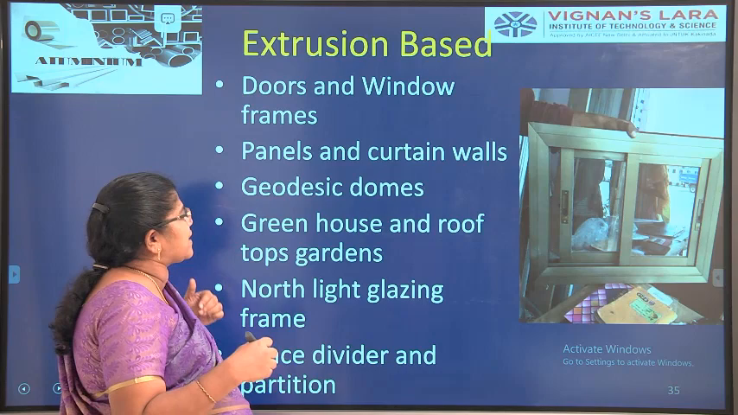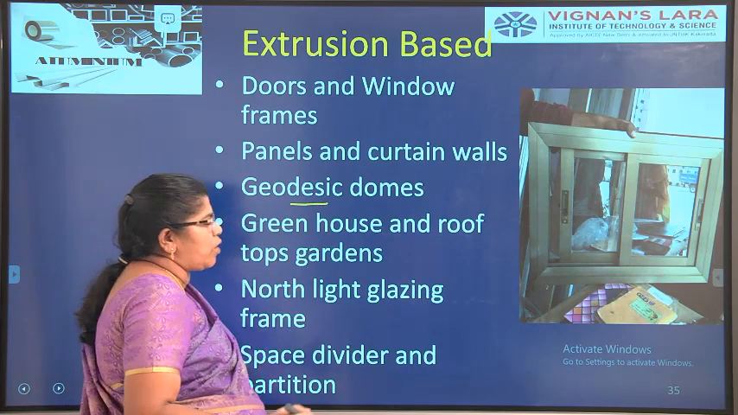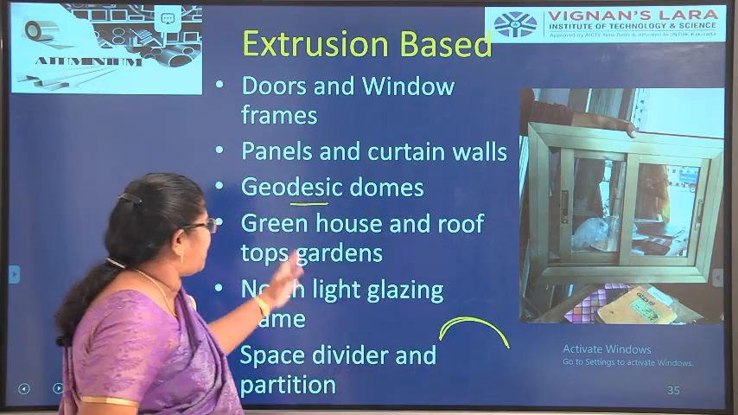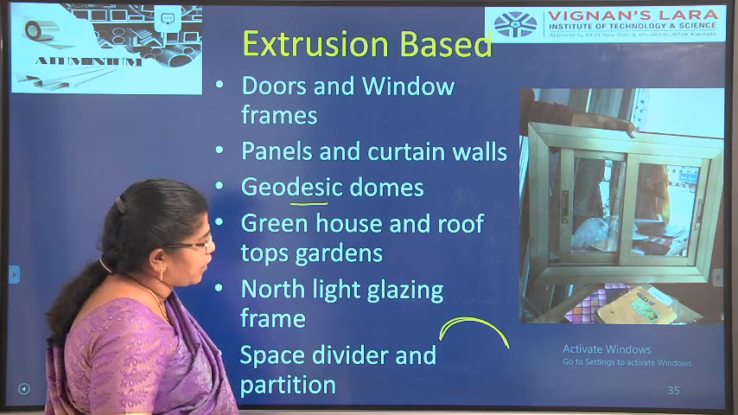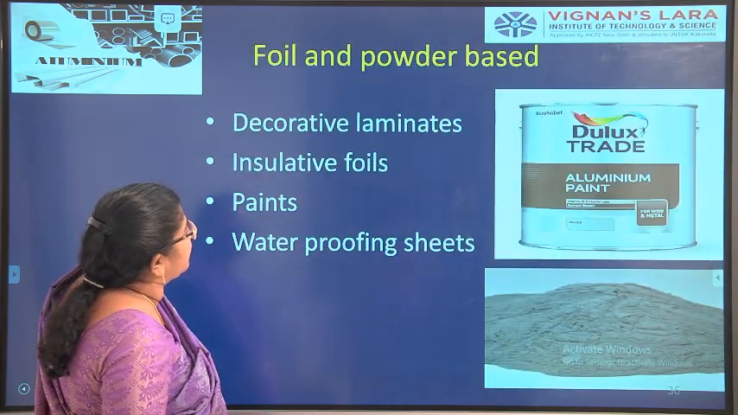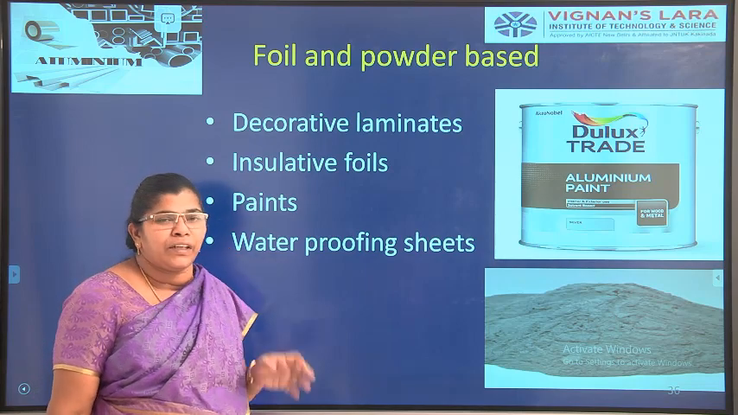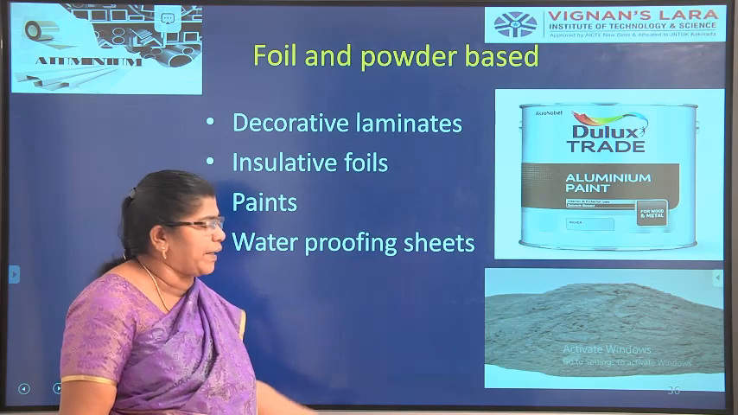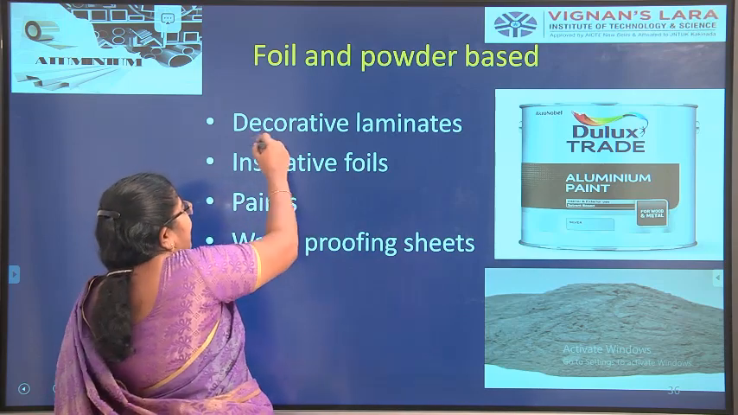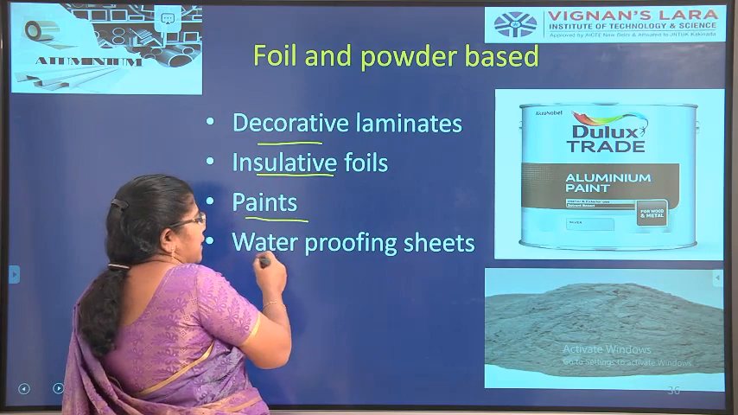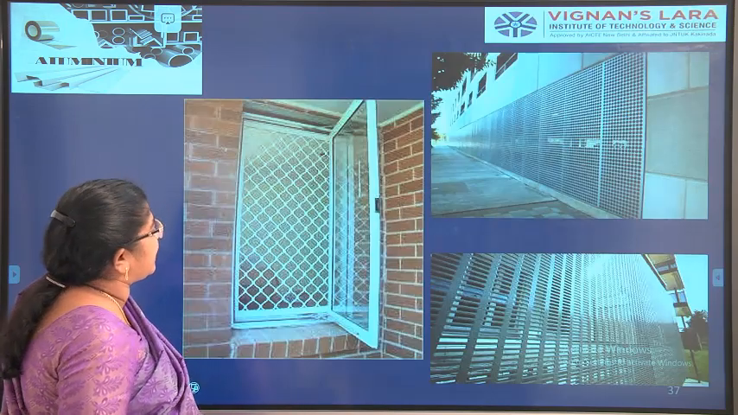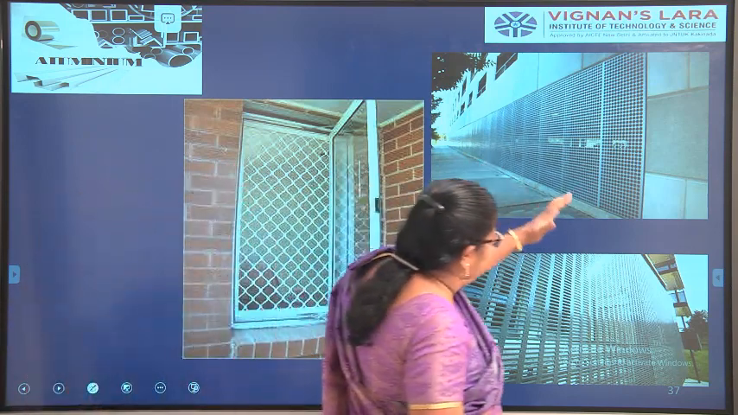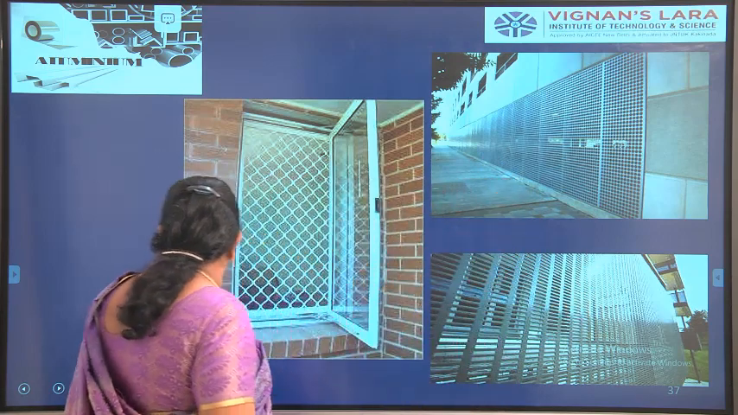And it is used for panels and curtain walls, geodesic domes. Domes are nothing but like this. The entire dome will be made up of this extrusion. And greenhouse. You will see the greenhouse in the coming slide. Okay. Powdered aluminum is used in paints. It is mixed with the paints and we get several colors of paints. It is also used in decorative laminates, insulative foils, paints and waterproofing sheets. And here you can see the aluminum coils with several decorative things and several colors, right?